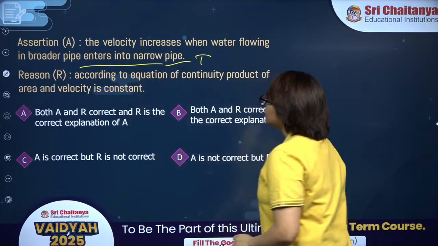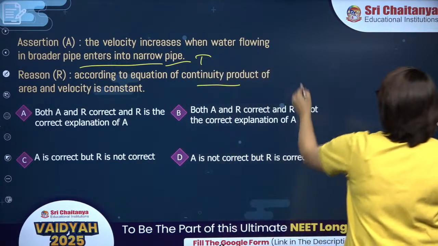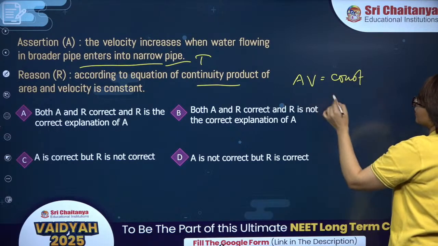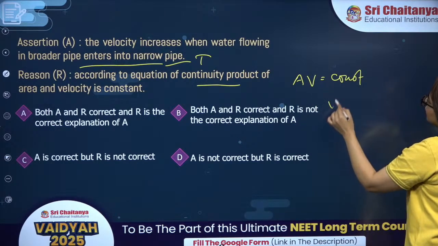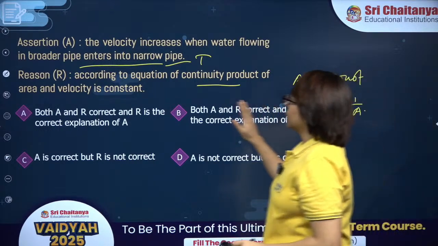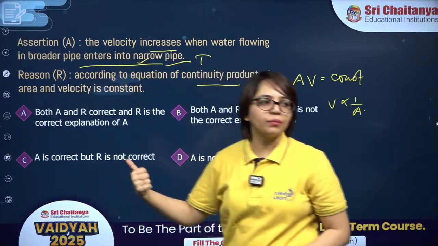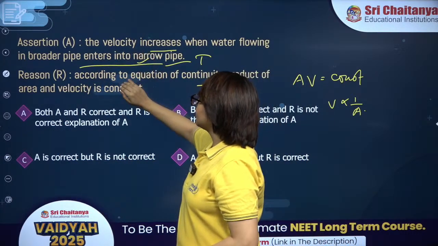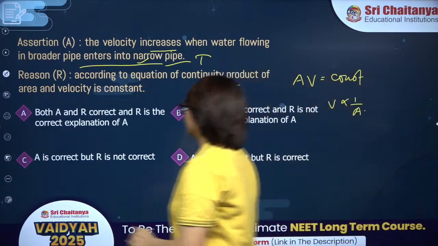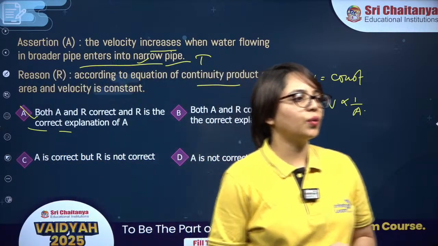For that we have the reason. According to the equation of continuity, the product of area and velocity is constant. A into V is constant, which is also true. So if AV is constant, velocity is inversely proportional to area. If area is less, velocity will be more. That is why water flows with higher velocity in a narrow pipe than the broader pipe, right? So assertion and reason both are true, and reason is the correct explanation of assertion. So the correct answer is option A. Option A is correct. Well done guys, well done.